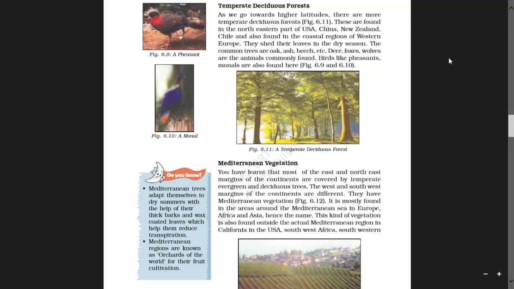Deer, foxes, wolves are the animals commonly found. So, in that forest, means the temperate deciduous forest, wild animals such as deer, foxes, wolves are commonly found in that forest. Birds like pheasants, monals are also found here. So birds such as pheasants, monals are also found here. See figure 6.9 and 6.10. Okay, picture of pheasant and monal has been given here.